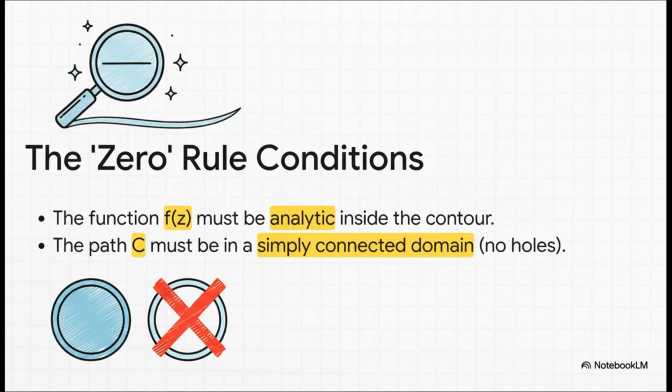First, your function has to be analytic inside the loop. Just think of this as being perfectly smooth and well-behaved. No sharp corners, no sudden jumps, nothing weird. Second, the path has to be in what's called a simply connected domain. That's just a fancy way of saying the region has no holes in it. It's like a solid piece of paper, not a donut. Any loop you draw can be shrunk down to a single point without getting snagged on anything.